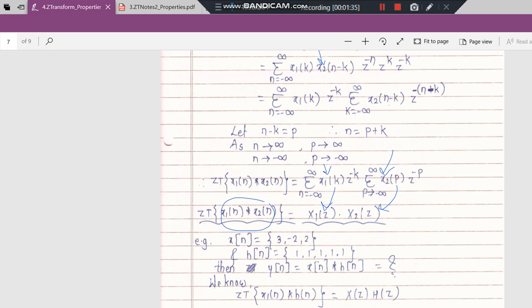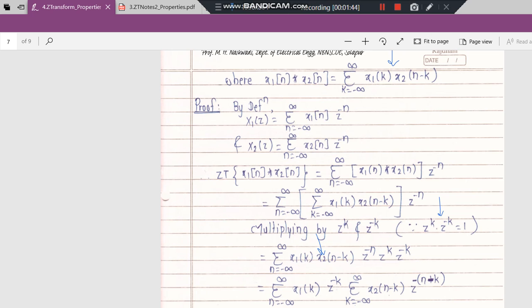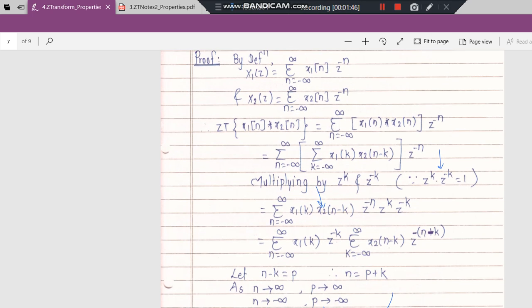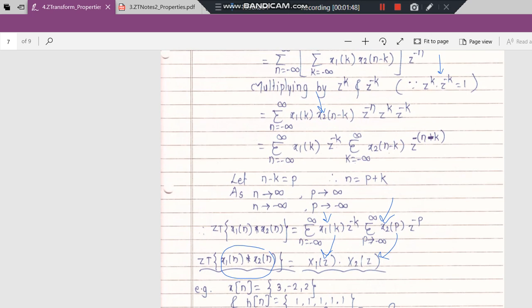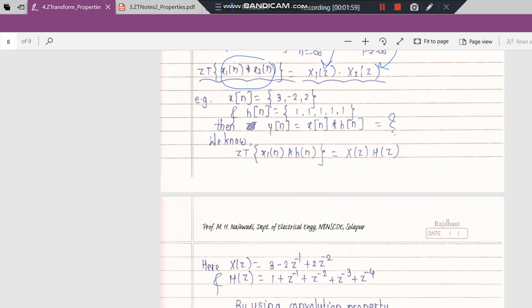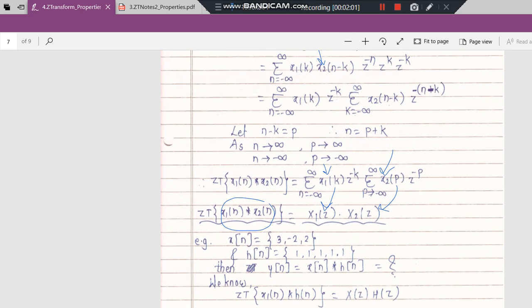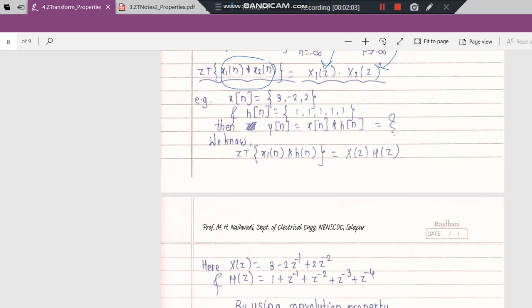See here, we are using different variables. Here the variable is k, here the variable is p, here your variable is n. That doesn't matter what variable you are using. The fundamental equation of Z transform you should know in order to understand what the Z transform is. So the Z transform equation you should know. Variables can change.